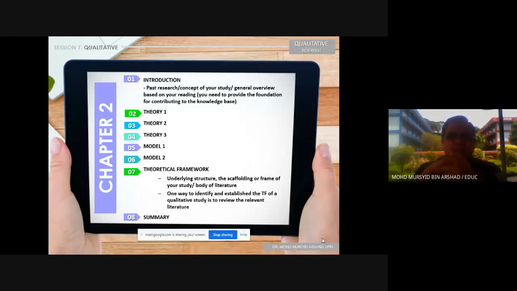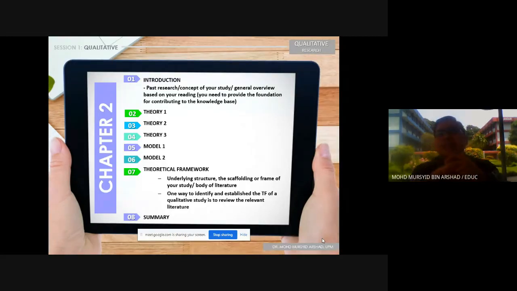All right. So how about model? A model is like a framework for elaborating the theory. So theory is the main one. Theory is explaining the phenomenon. However, the model is a framework for you to elaborate further on the theory.